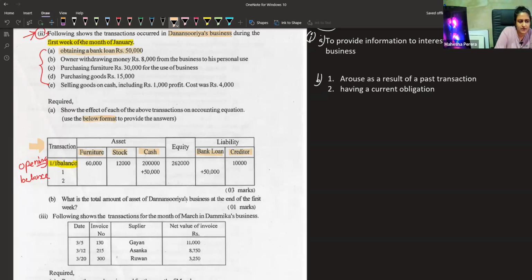Obtaining a bank loan, what happens? Assets increase, it's cash, by 50,000 rupees. Liabilities increase by 50,000 rupees. And it's a bank loan.